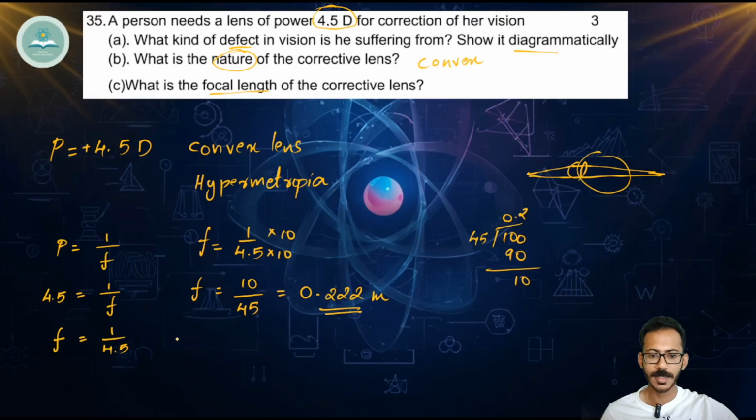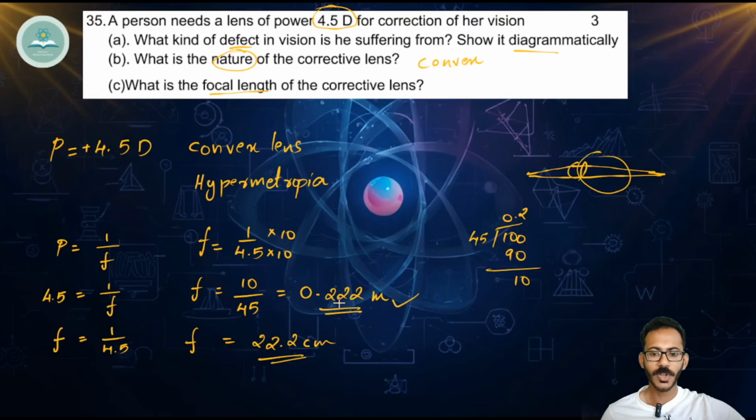To convert meter to centimeter, we multiply with 100, since 1 meter is 100 centimeter. So it is 22.2 centimeter. Not compulsory. This is enough. So the focal length is 0.222 meter. They told us that the person is using a lens of power 4.5 diopter. From that we understood that the person is suffering from hypermetropia and the lens used is a convex lens, and the power of lens is 1 by F. So F is equal to 1 by 4.5. We got 22.2 centimeter or 0.22 meter.